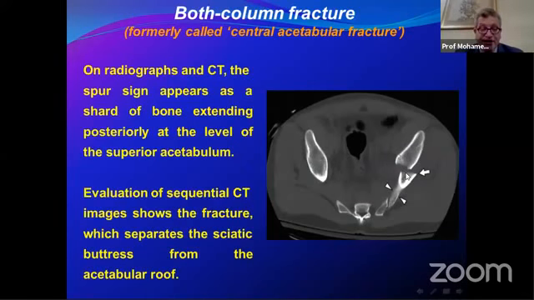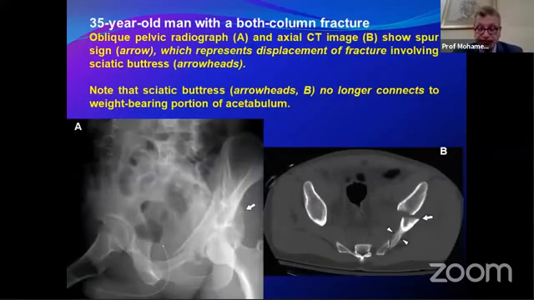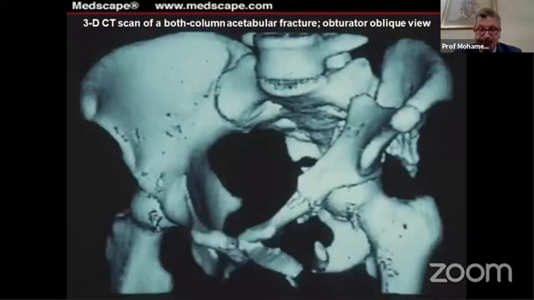On radiograph and CT, the spur sign appears as a sharp shard of bone or sharp edge of bone extending posteriorly at the level of the superior acetabulum. This is the spur sign. Evaluation of sequential CT images shows the fracture, which separates the sciatic buttress from the acetabular roof. This is the spur sign in a bicolumn fracture of a 35-year-old man. This is the example in three-dimensional CT.